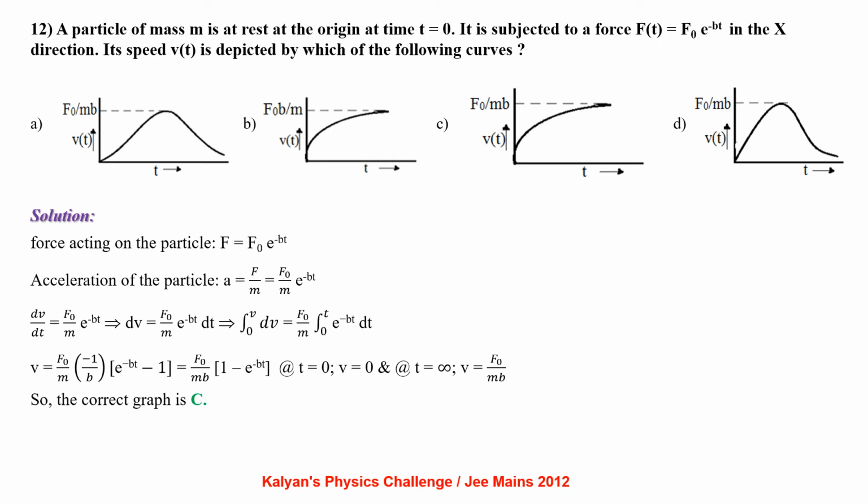Force acting on the particle F equals F naught e power minus bt. Acceleration of the particle a equals F by m, that is F naught by m e power minus bt. Acceleration can be written as dv by dt, so we have dv equals F naught by m e power minus bt dt. Integrating on both sides with the proper limits, we have v equals F naught by mb times (1 minus e power minus bt). By substituting initial conditions, at t equals 0 we have v equals 0, at t equals infinity we have v equals F naught by mb. So the correct graph is C.